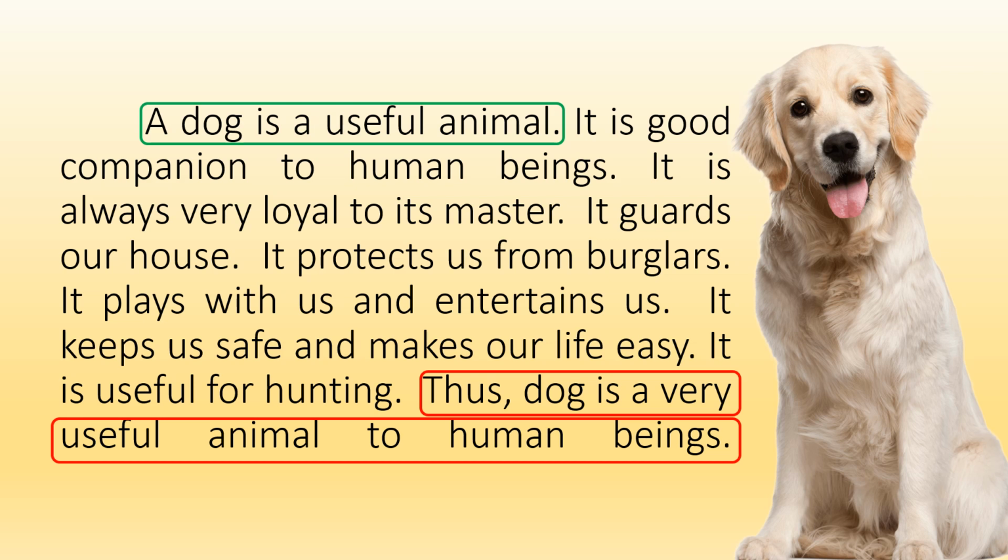It is always very loyal to its master. So does this idea say why the dog is a useful animal? It sure does. It guards our house. This sentence too gives us more information about why the dog is a useful animal. So the rest of the supporting sentences do the same. They give us extra details and information to make us understand why the topic sentence is relevant. And finally, there is the concluding sentence. Thus, dog is a very useful animal to human beings, bringing it round to a full circle, explaining why.